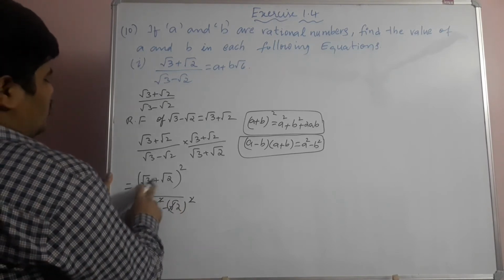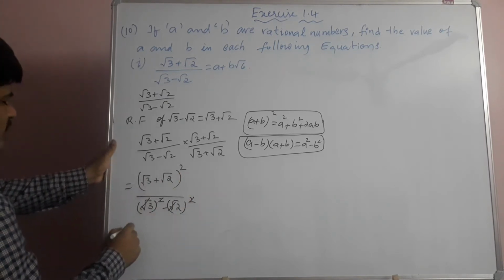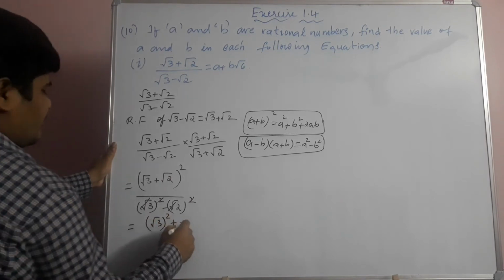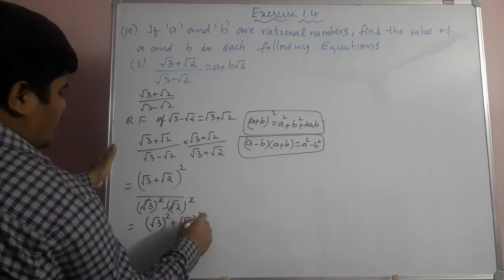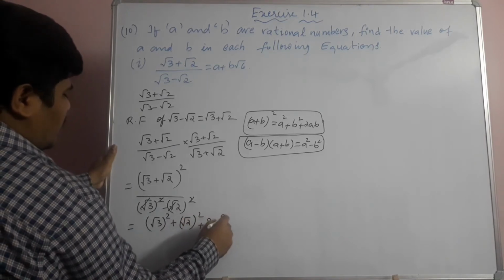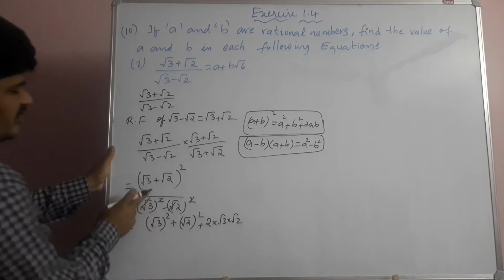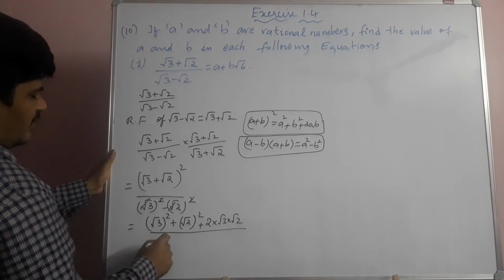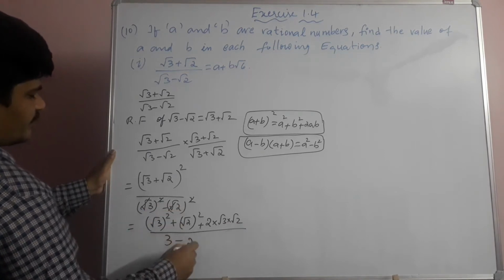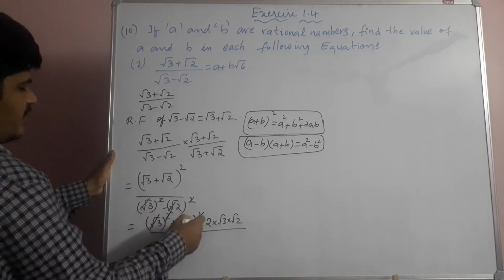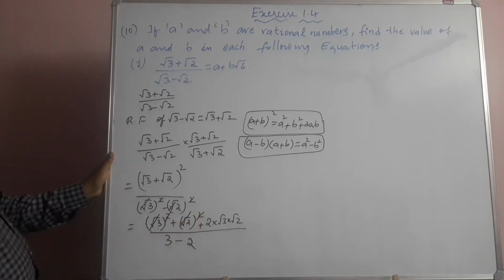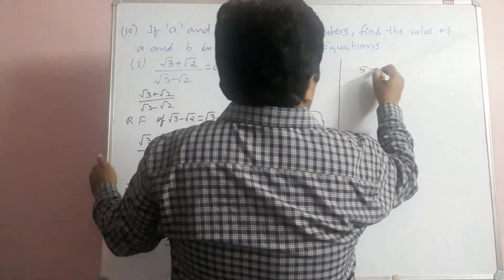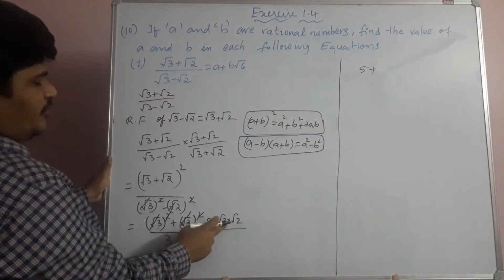And this numerator is in the form of a plus b whole square. So I am expanding here, that is root 3 square plus root 2 square plus 2 into root 3 into root 2. Means a is root 3, b is root 2, that is the reason. By 3 minus 2. Now square root cancelled, what is left? 3 plus 2, 5. Okay, 5 plus, in the numerator, 2 into root 3 into root 2.